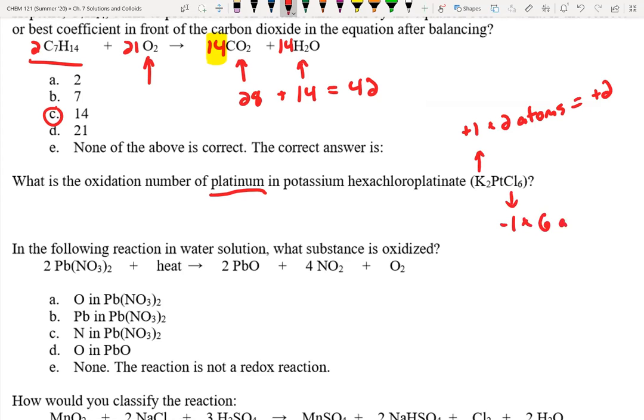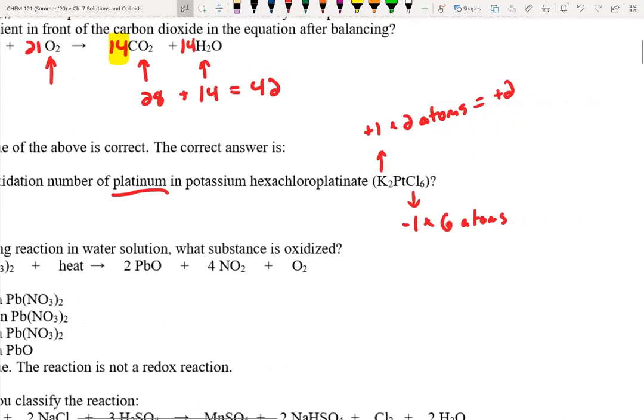And we've got 6 atoms, which means that if we add up all the oxidation numbers, it should be -6. Okay, so now the question is, what would the oxidation number be for this one platinum atom? If you remember, the sum of all of the oxidation numbers should equal the charge of the molecule, or in the case of a neutral molecule, it should add up to be 0.